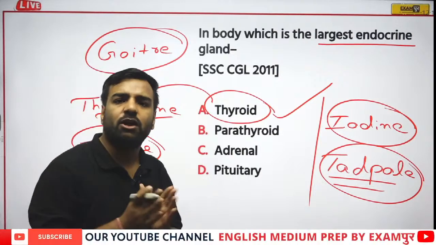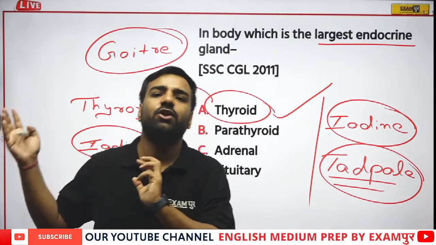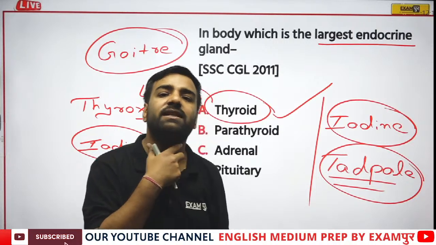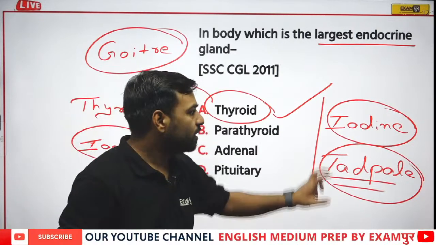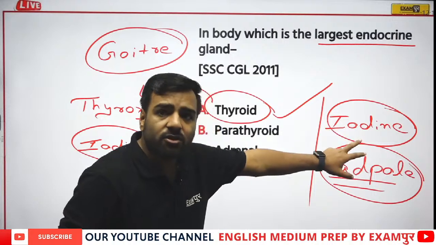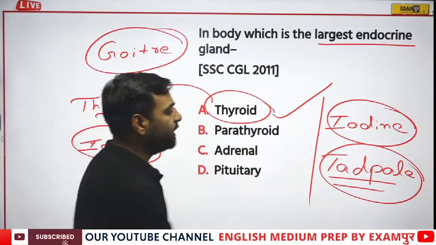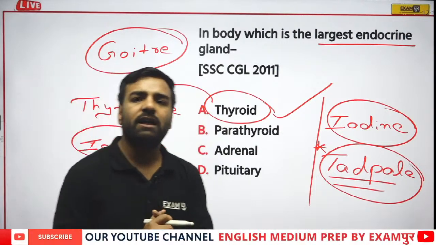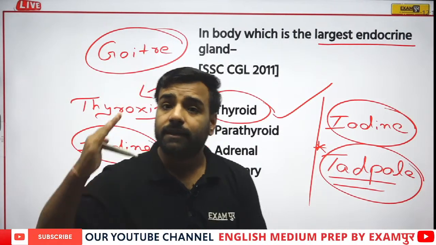I've already told you, lack of iodine is going to create the issue in this neck part. Why? Because the thyroid gland is present in your neck. Now, I am asking you, if iodine is not there in water, what will happen to a tadpole? And what is a tadpole? It is the baby frog. So what will happen to the baby frog?